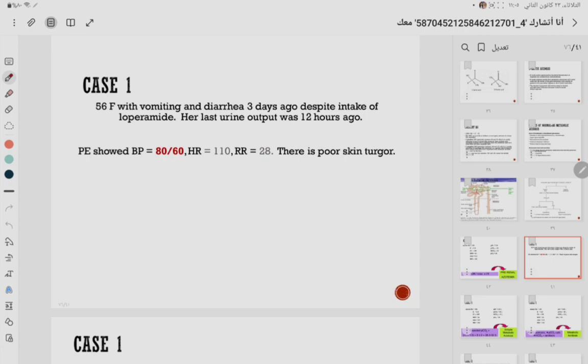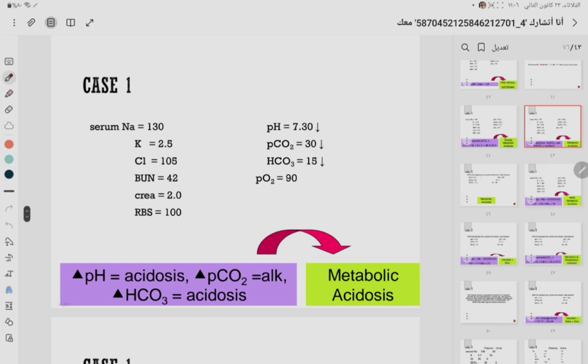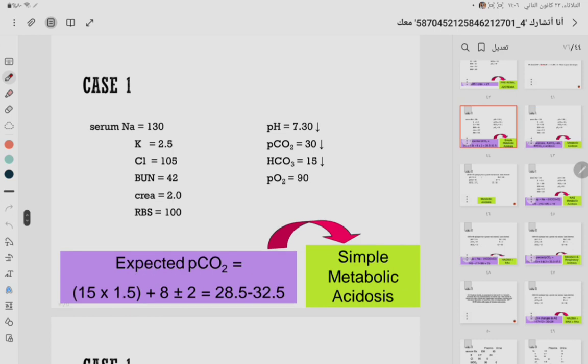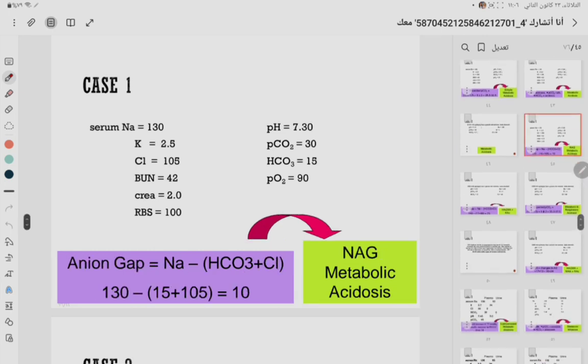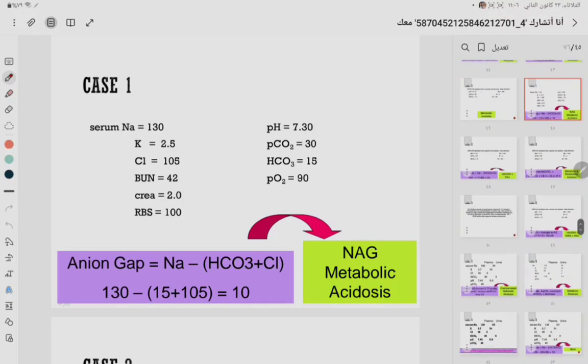Blood urea to creatinine ratio is 21, which means a pre-renal combination. Yes, next. The pH is low, acidotic, and the bicarb is low, so it's metabolic acidosis, and we need to know: is it compensated? Expected PCO2 will be 28, 20 to 32, so it's a simple metabolic acidosis, a compensated one. Next. Anion gap is 10, so normal anion gap metabolic acidosis, which goes with the history of the diarrhea.